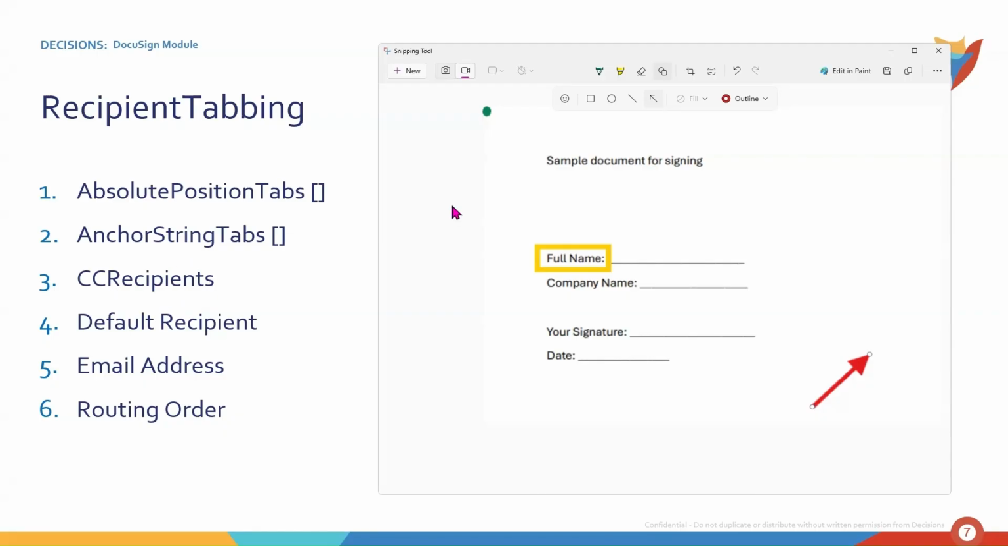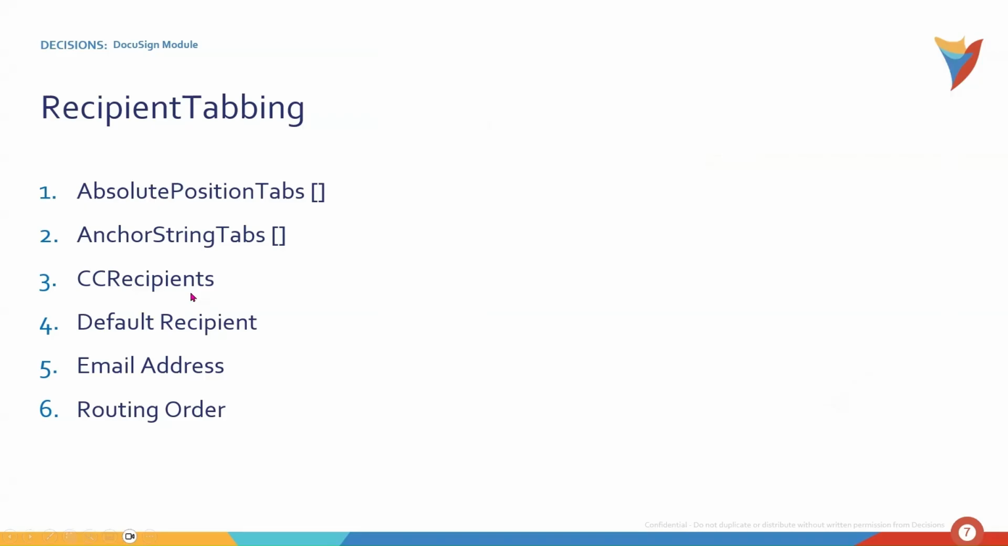CC recipients are the list of email addresses that will receive the completed or signed document. The default recipient indicates whether the email address provided is the default recipient or not. If this value is checked, the recipient with the email address provided here will receive the completed or signed document by default. Routing order will send the document in the specified order.